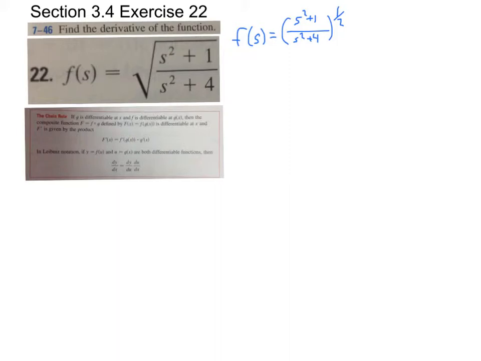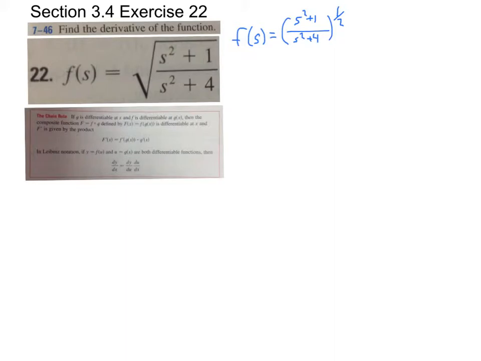In this video we will discuss textbook section 3.4, exercise number 26. The directions say find the derivative of the function. We're doing problem 22, which says f of s is equal to the square root of (s squared plus 1) over (s squared plus 4).